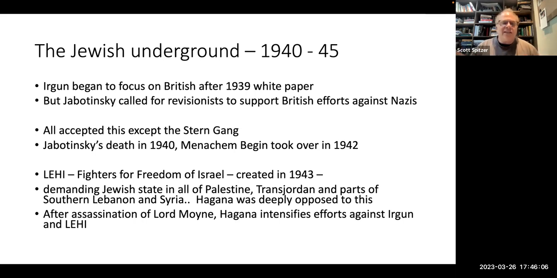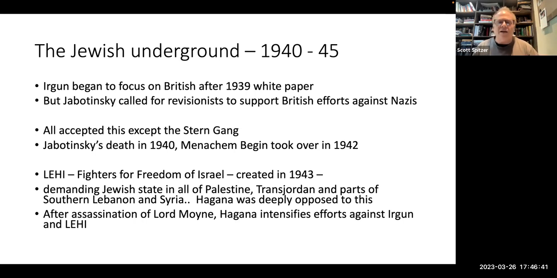And they're basically saying, look, Lehi says, we want a Jewish state in all of Palestine, in all of Transjordan, and all the way up north into parts of southern Lebanon and Syria. Haganah was completely opposed to this. They want to do a partition deal because they think that's a possibility. They think that's pragmatic. Lehi is driven by a maximalist position.